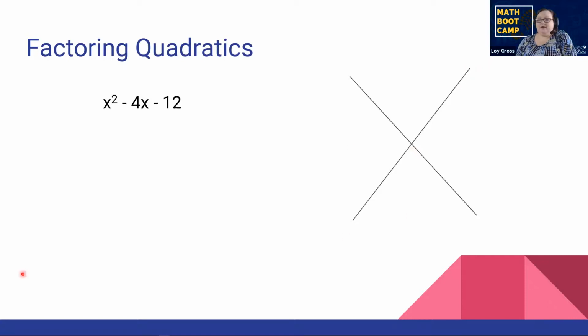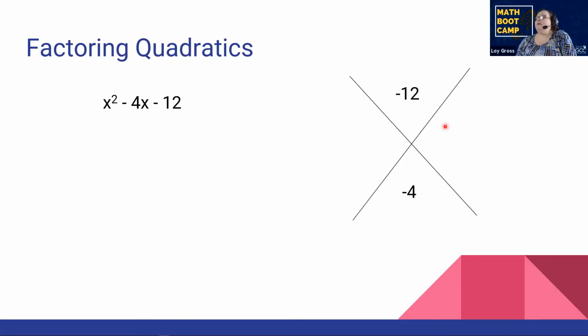We draw an x, and the first thing we do after drawing our x is we put our two values that we're looking for on the top and the bottom. So we're multiplying to get the negative 12, and we're adding to get the negative 4. And here they are on the top and bottom.